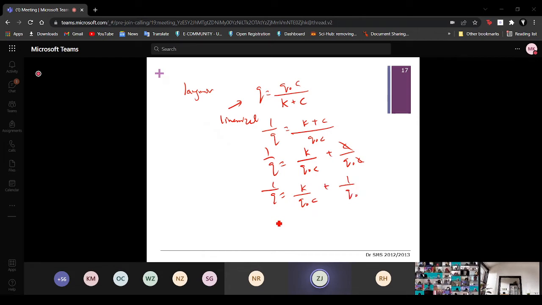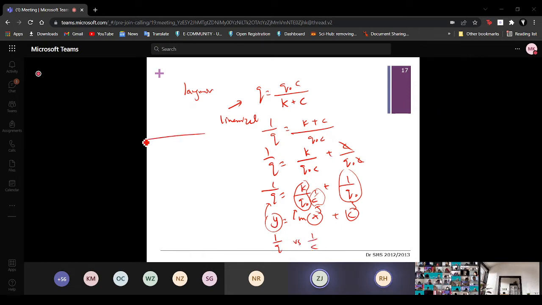If you compare this with the linear equation y equals mx plus c, you know that the y-axis is basically 1 over Q, the x-axis is basically 1 over C, m is basically K divided by Q naught, and the intercept is basically 1 over Q naught. This is how you relate it to y equals mx plus c. So what you need to plot is 1 over Q versus 1 over C.